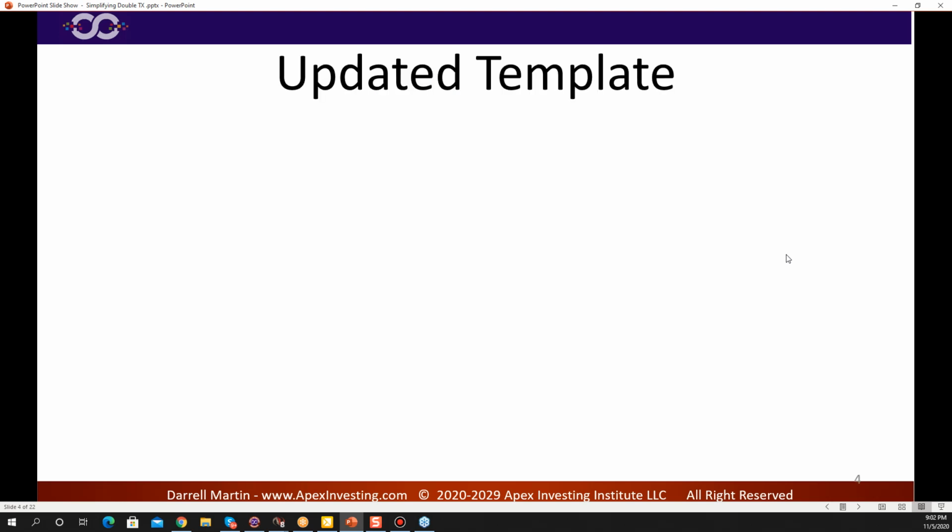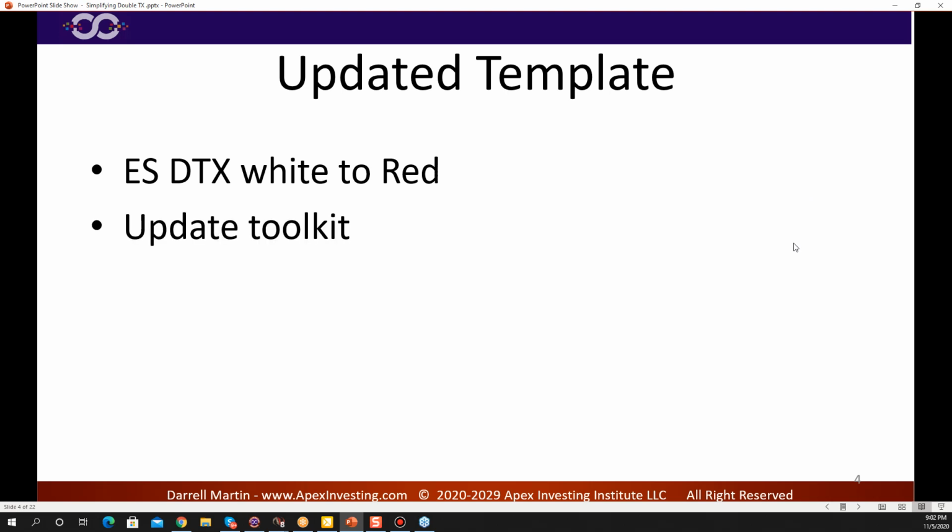Quick update. If you were in the room, you saw this, but once again, you need to go in and update to the most recent toolkit. The only update on the new toolkit is for ES, so all you have to do is reload it. That's not on the TA one, just on the basic sniper one. The DTX was white. Some people were getting white detectors, so we fixed that so everybody gets red detectors.